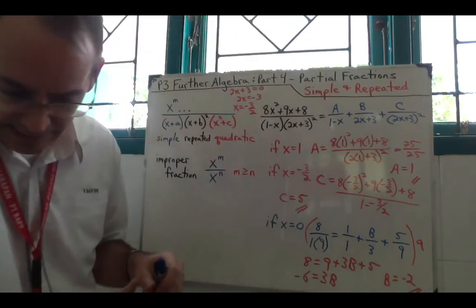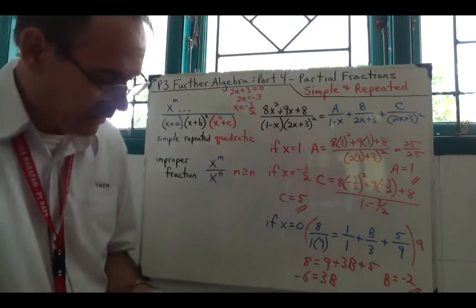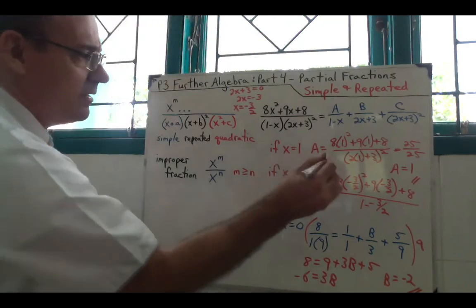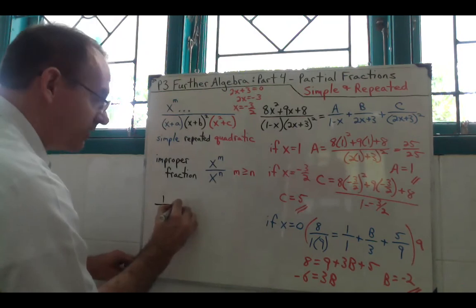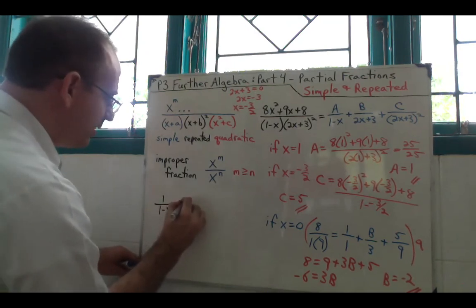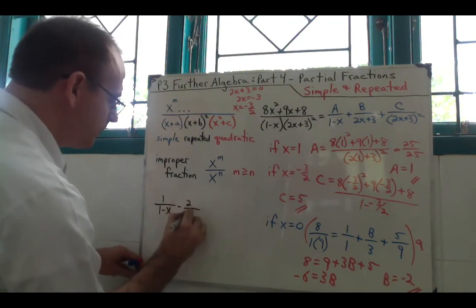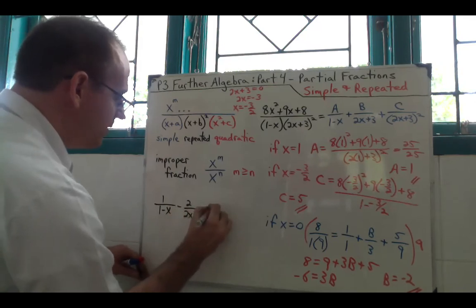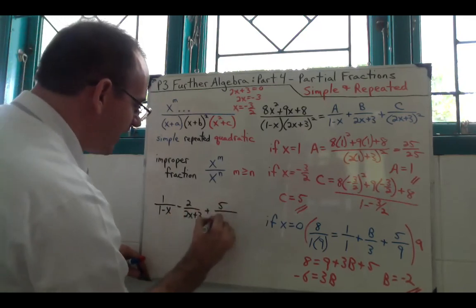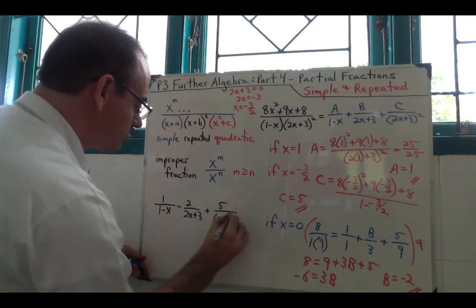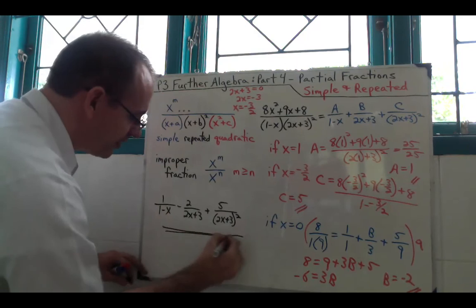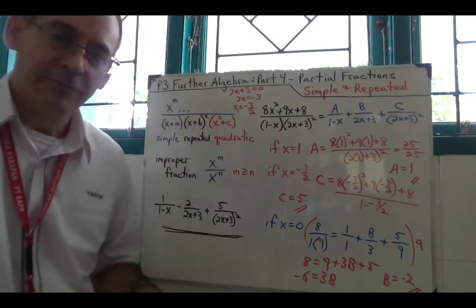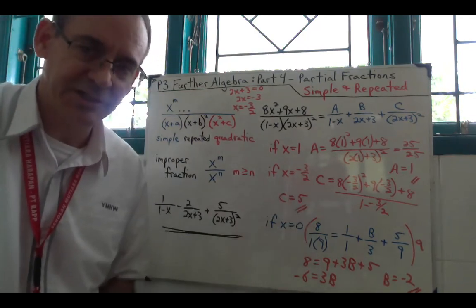So now that we have our 3 values, we can write out the whole thing. A is a 1. This is the full answer. B is a minus 2. And C is a 5. And so now you have the full answer ready to go for whatever that follow-up question will be.